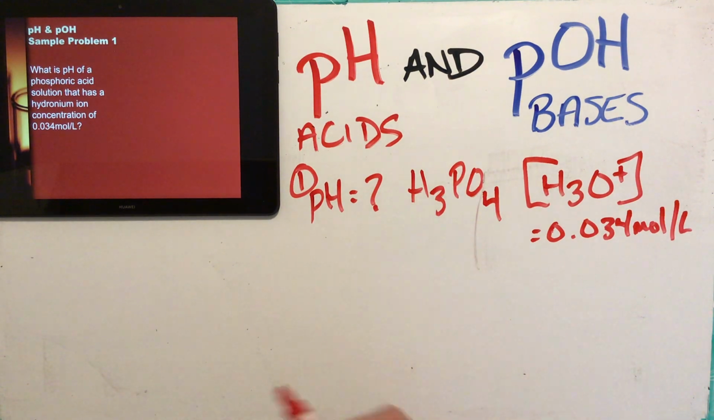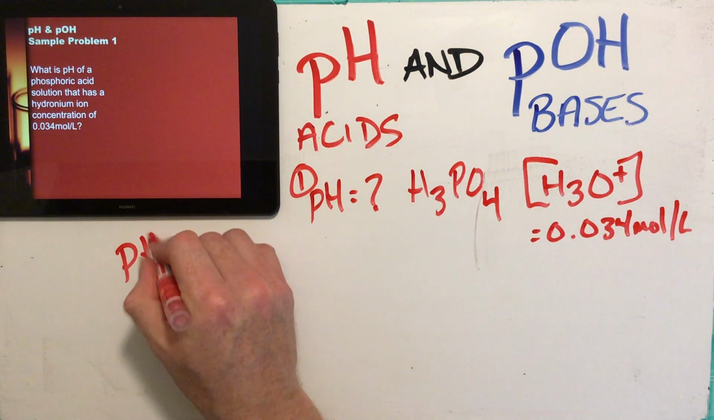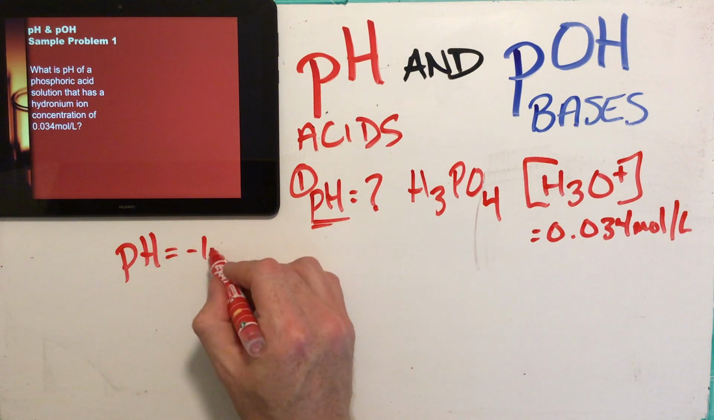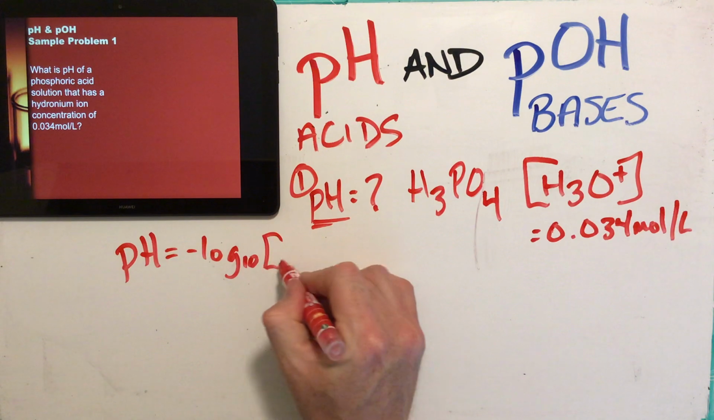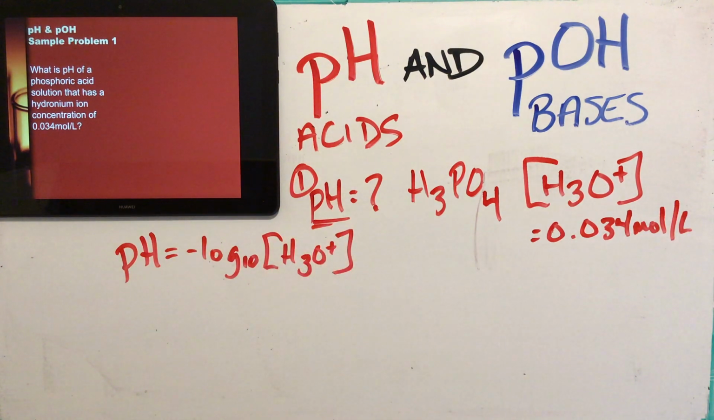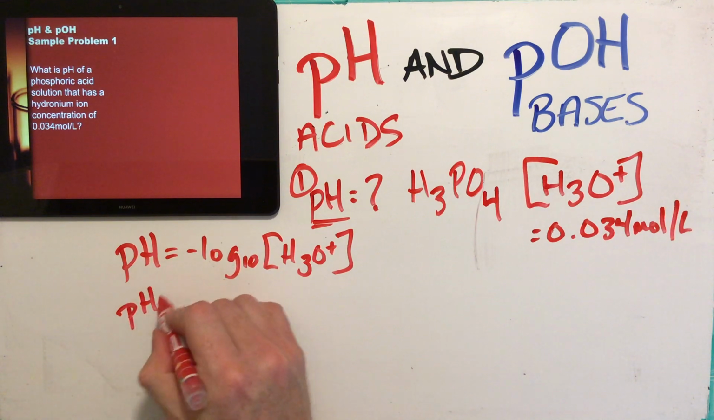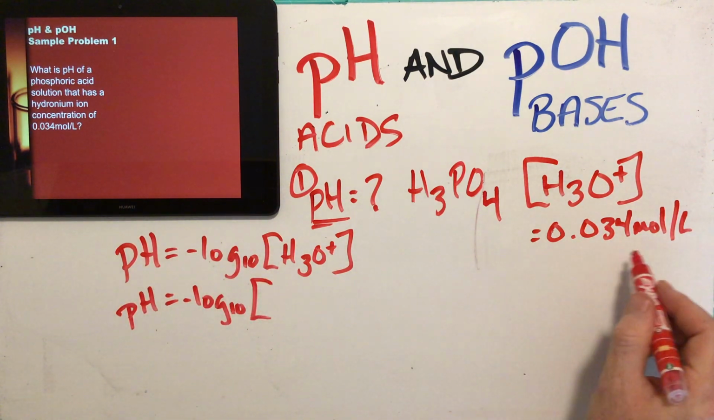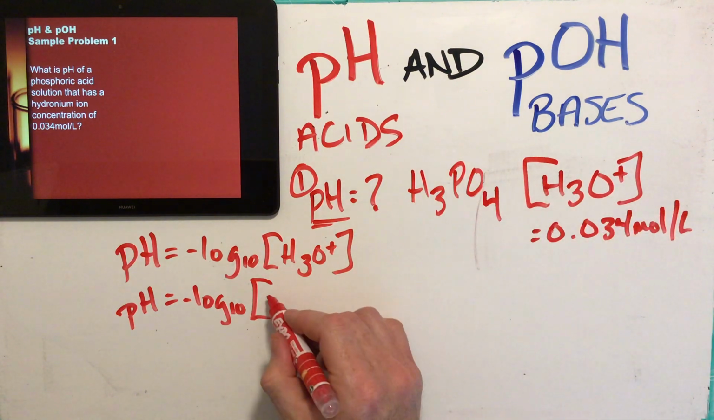First thing I start out with is my formula. My formula for pH, because that's what I'm asked for. pH is equal to negative log 10. Show your formula. Do not throw away marks. So there's my formula. I rewrite it. Now I sub in the value. Right here, this is my moles per liter, so that's my concentration.